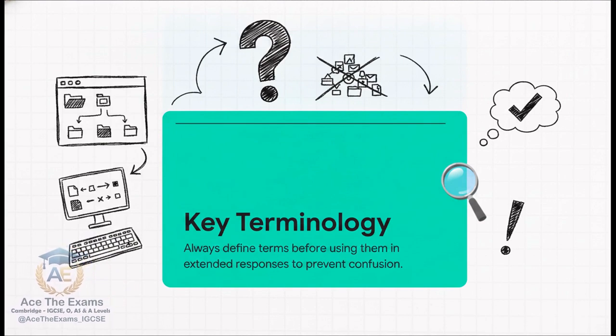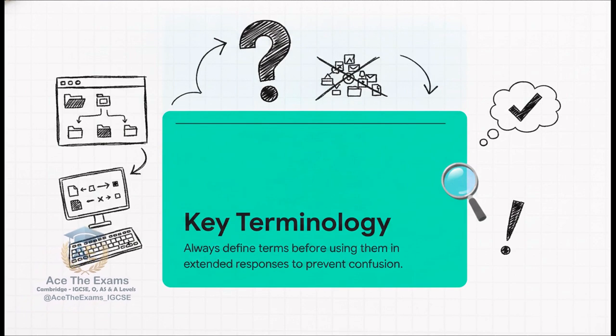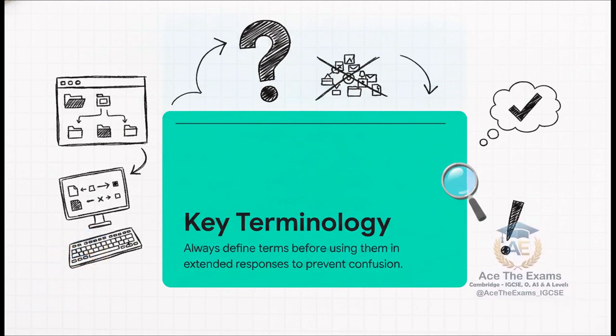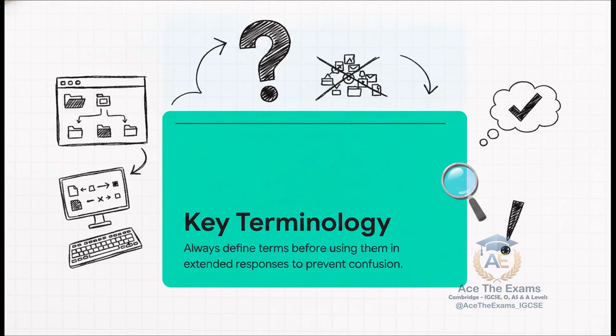So the absolute crucial rule is this: always define your key terms before you start using them in your extended responses. If you're going to write a paragraph evaluating a CLI approach, define the specific elements you're discussing first. It proves to the examiner right out of the gate that you know exactly what you are talking about, anchoring your entire answer in solid, undeniable theoretical architecture.